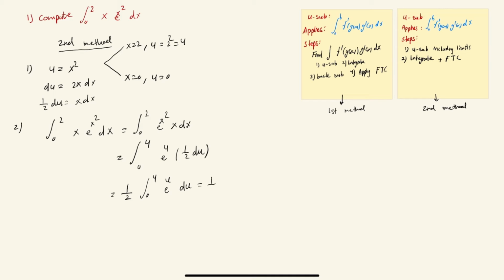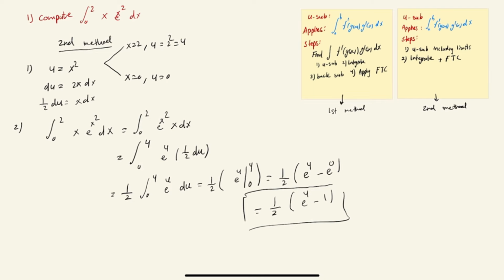Now let's integrate. That's going to be half e to the u, evaluated at 0 and 4. That's going to be equal to half times e to the 4 minus e to the 0. And this is exactly the same thing we found from the first method. For me, I prefer using the second method, so I'm going to use the second method in the following examples.